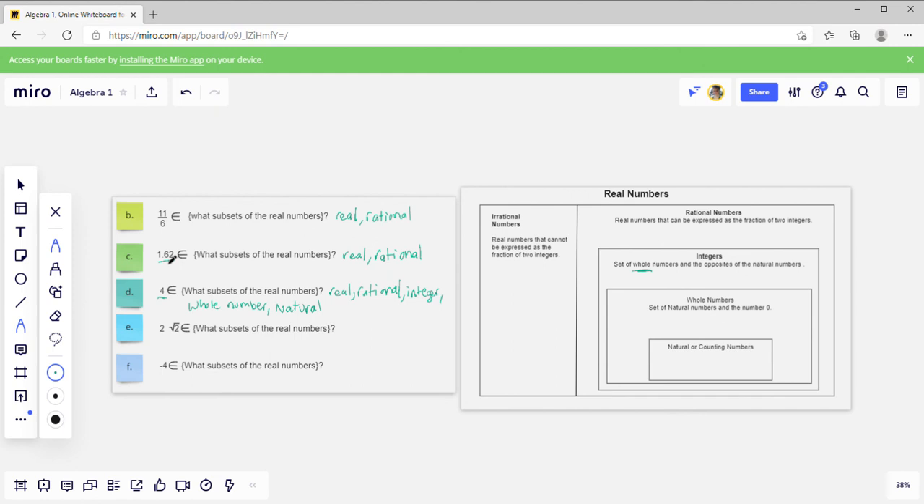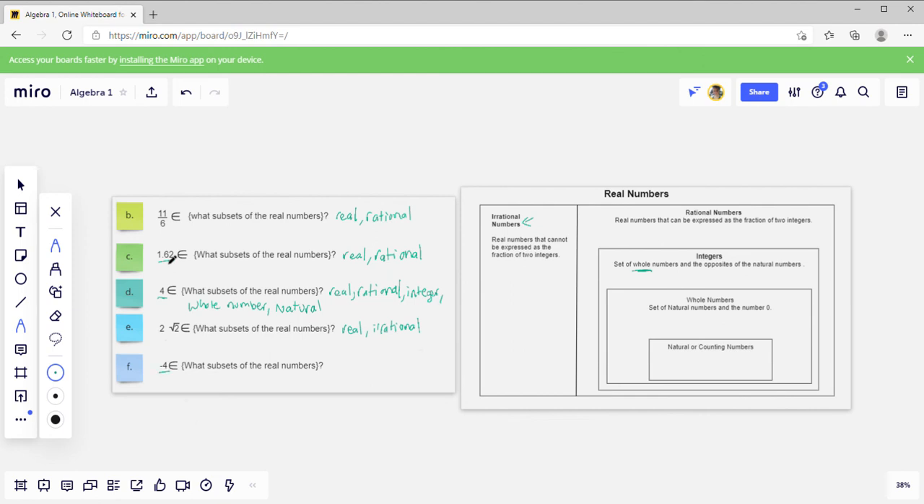All right, 2 times the square root of 2. That's going to be a real number. But it is not a rational number. It's in the irrationals because square root of 2 is irrational. That one is irrational. And we remember that if we multiply something times an irrational number, we get an irrational number.